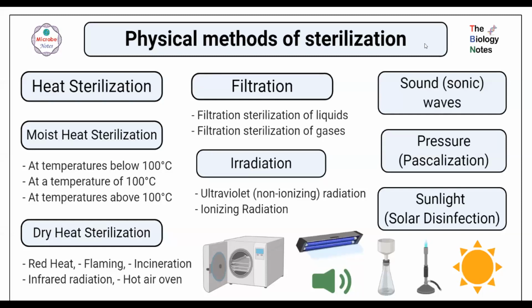So we will briefly revise methods of sterilization. This you have already studied in the subject microbiology. So methods of sterilization are broadly classified under two heads: physical methods of sterilization and chemical method of sterilization. The present slide shows physical methods of sterilization. So it is further subdivided as heat sterilization. It can be moist heat sterilization or dry heat sterilization, filtration, irradiation. Again, irradiation can be non-ionizing radiations or ionizing radiations.